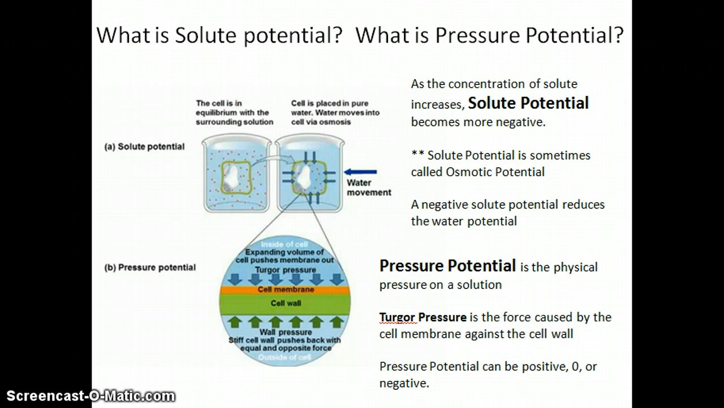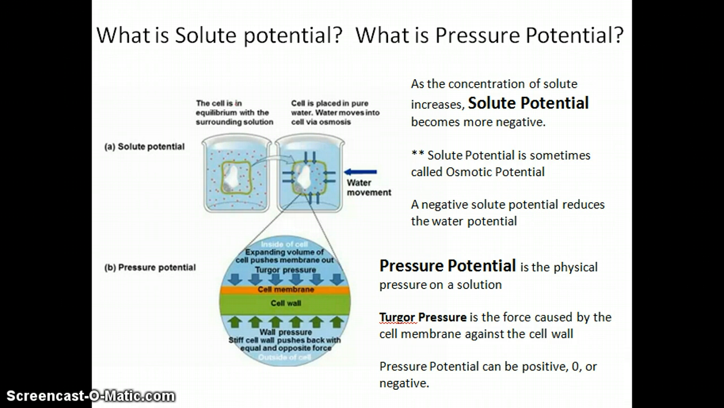Pressure potential is the physical pressure on a solution. In a beaker that is open to the atmosphere, the pressure potential is 0. But when we talk about the pressure potential inside of a cell, we are not in an open system. We are much more in a closed system, and that's where you might see some pressure potential situations. Turgor pressure, like I said before, is the force caused by the cell membrane against the cell wall. And pressure potential, unlike solute potential, can be positive, 0, or negative.